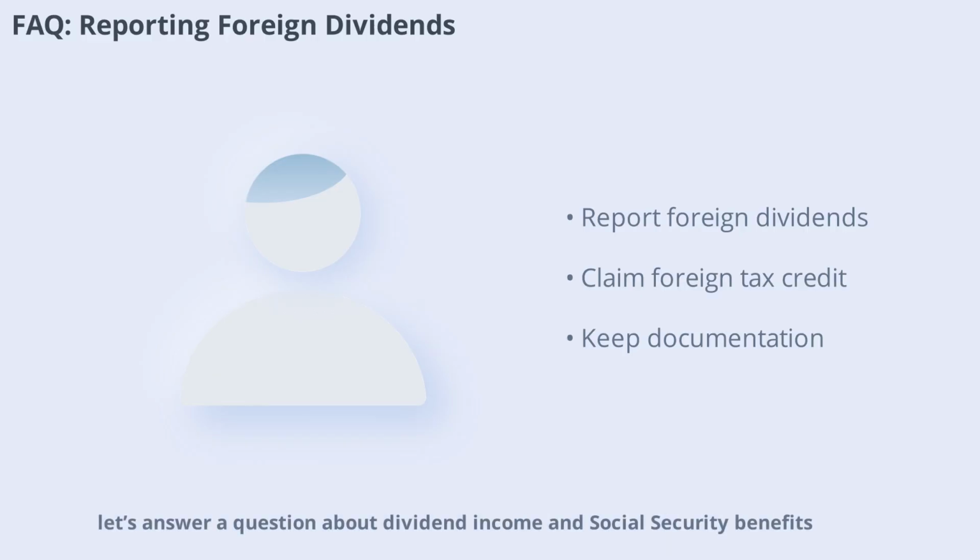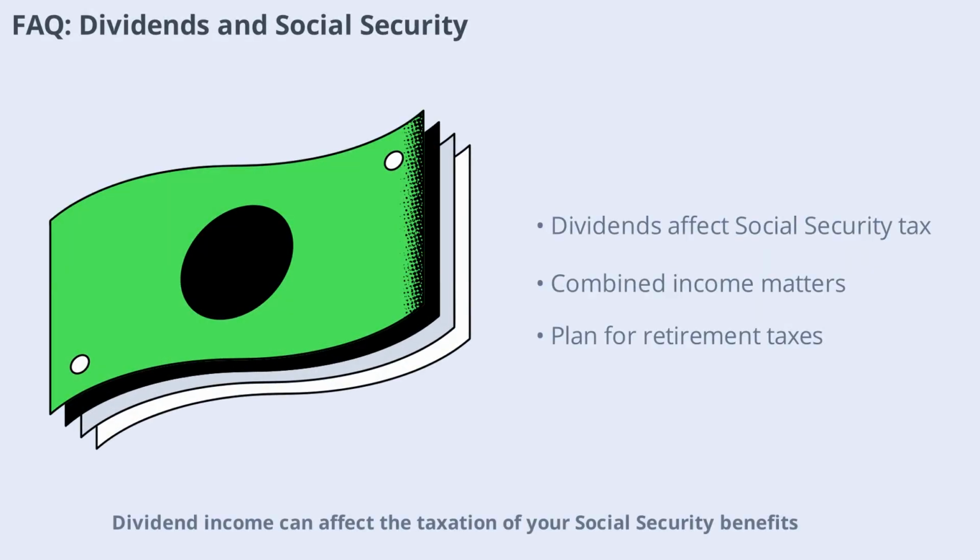Next, let's answer a question about dividend income and Social Security benefits. Dividend income can affect the taxation of your Social Security benefits. If your combined income, which includes dividends, exceeds certain thresholds, a portion of your Social Security benefits may become taxable. It's important to consider all sources of income when planning for retirement and estimating your tax liability.